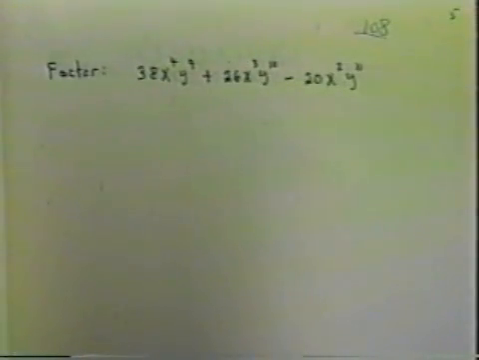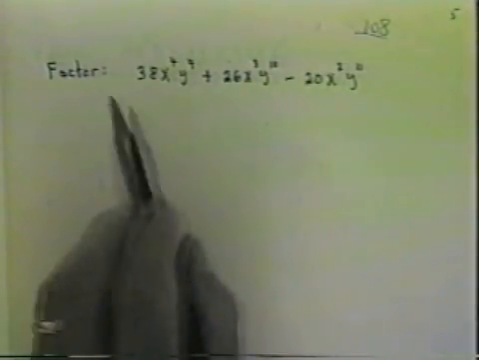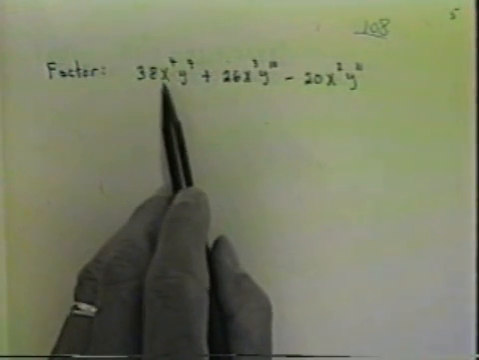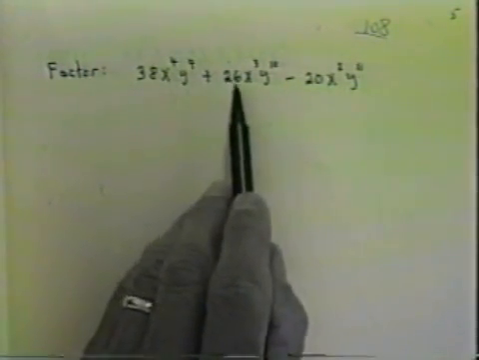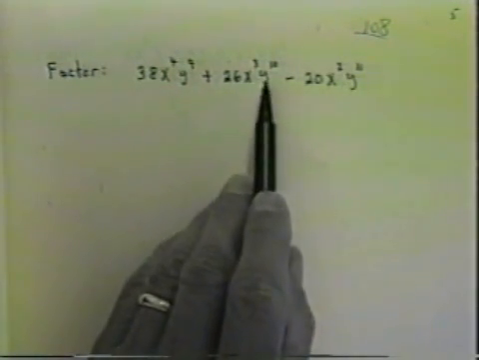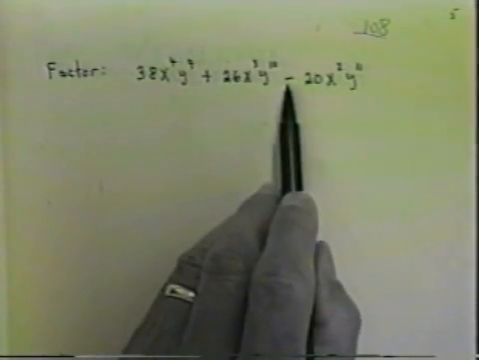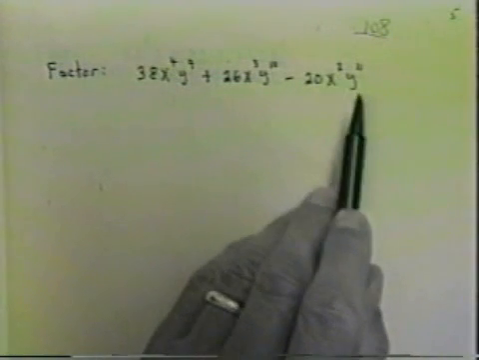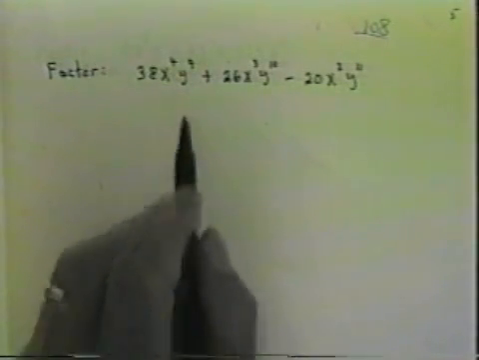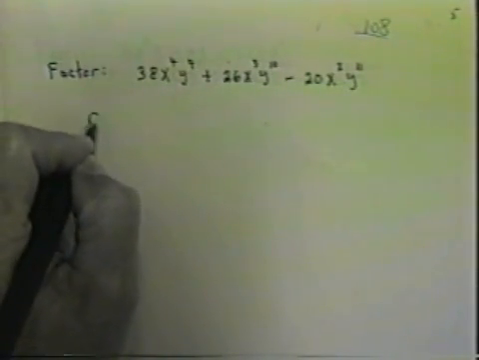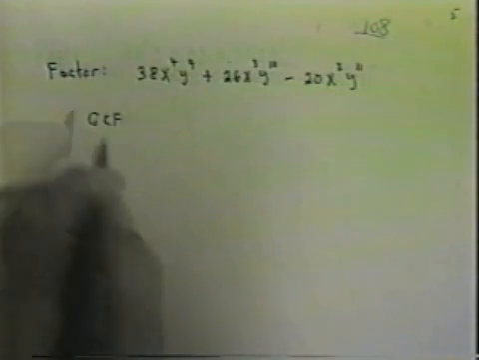Look at another example. Let's factor 38x to the 4th y to the 9th plus 26x cubed y to the 10th minus 20x squared y to the 11th. The first thing we want to do is to get the greatest common factor.